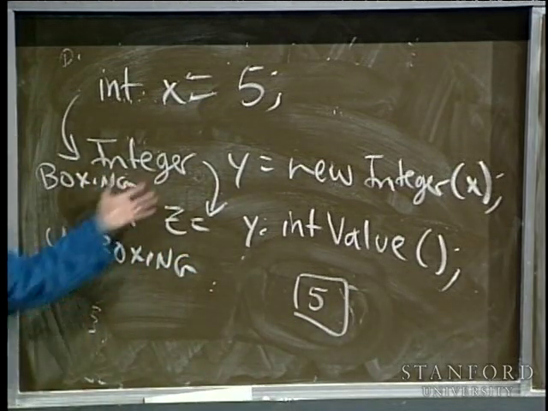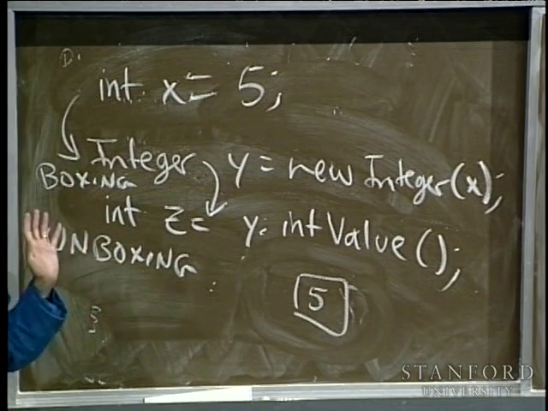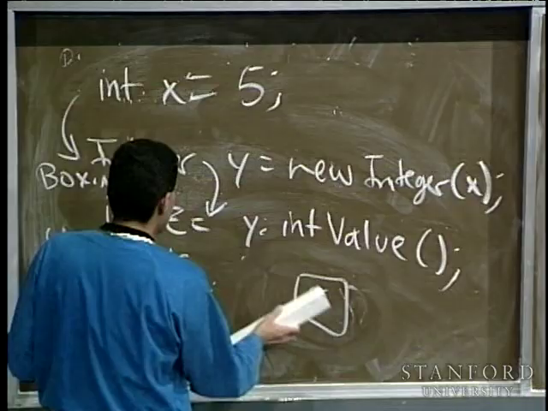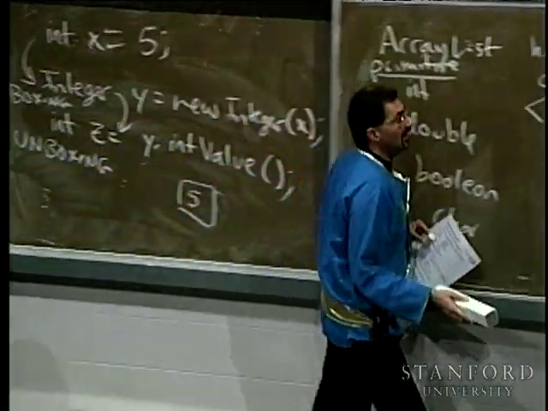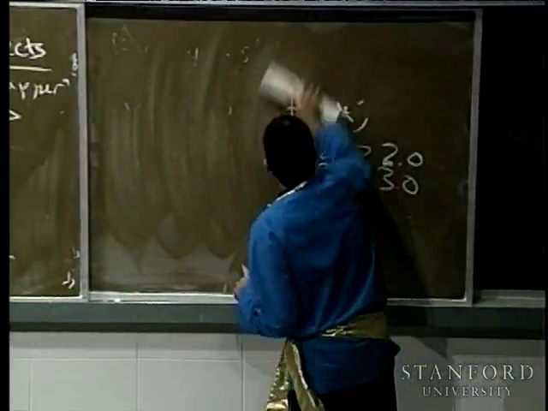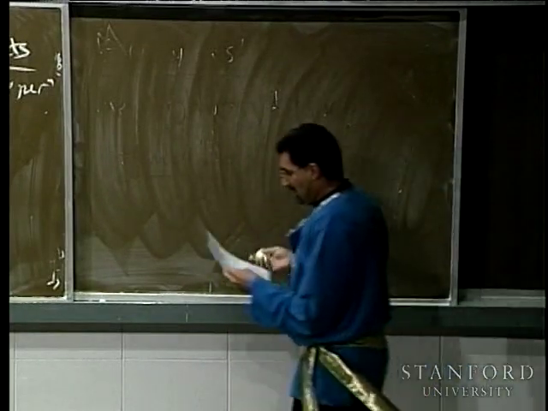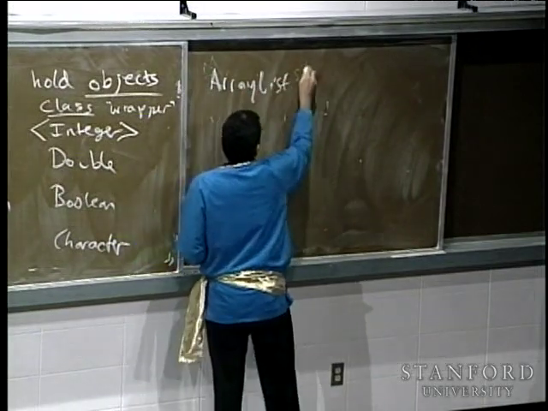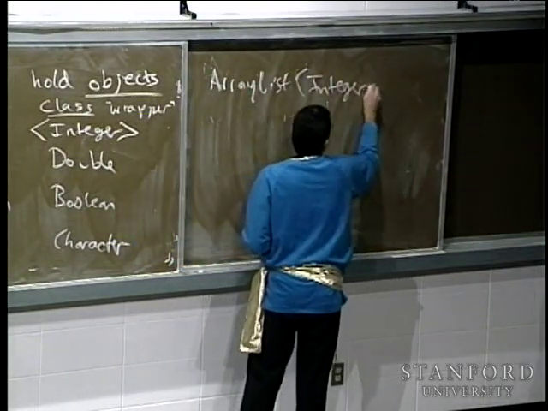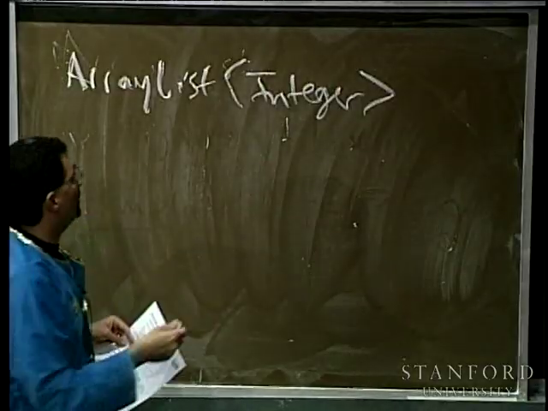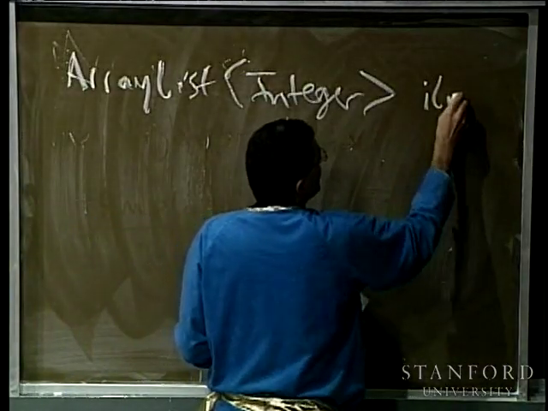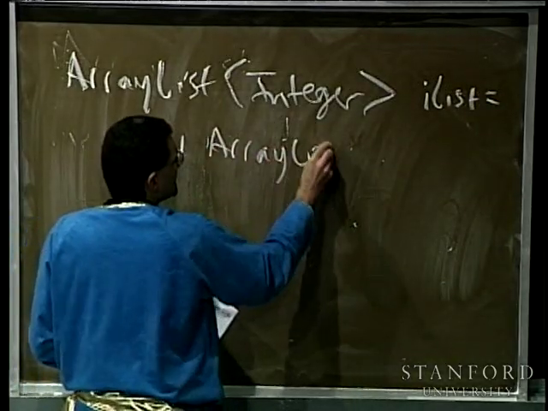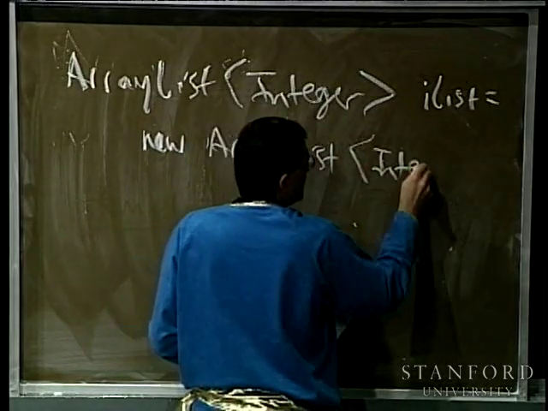Okay? This whole boxing and unboxing happens for you automatically in Java 5.0 and later. Which means if I create an array list of integers, let me create an array list of integers over here, I can just add an int to it directly. So if I were to have ArrayList, it still needs to hold objects of the Integer class. So I still can't say ArrayList of int. And I'll call this ilist equals new ArrayList<Integer>.